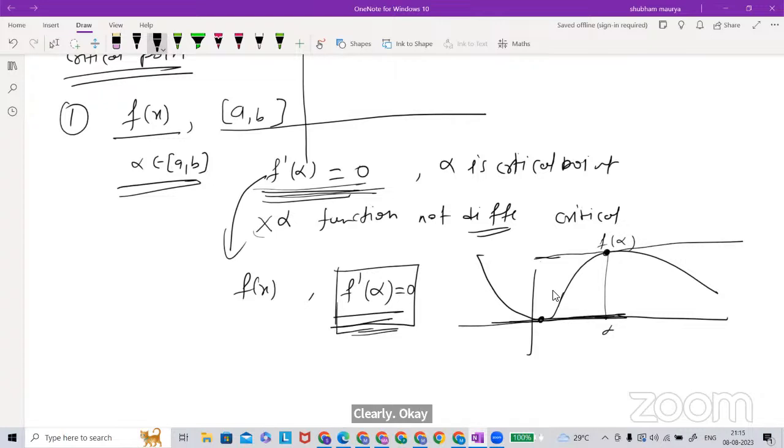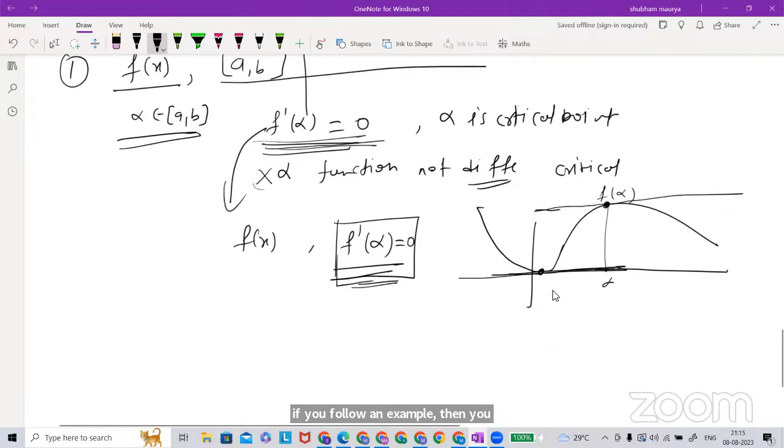Yes, now sir, it is clear. But if you follow an example, then it will be very much clear.